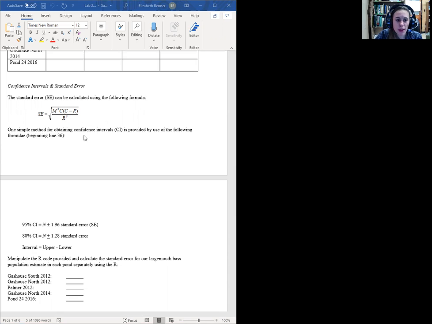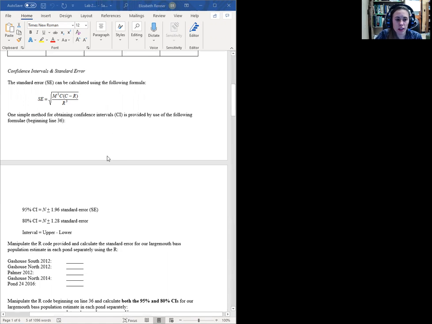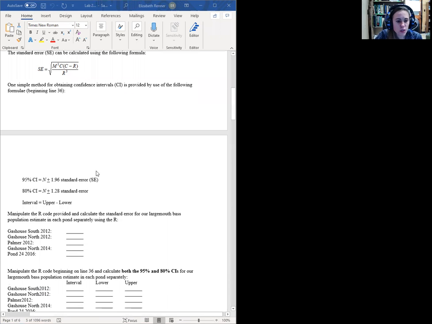One simple method for obtaining these confidence intervals is provided by the formula in line 36. The 95% confidence interval for N would be plus or minus 1.96 times your standard error, and the 80% confidence interval would be plus or minus 1.28 standard errors. Those values you're going to extrapolate from a table, based on whatever your alpha is going to be set at. Remember that in order to calculate an interval, you always do upper minus lower.